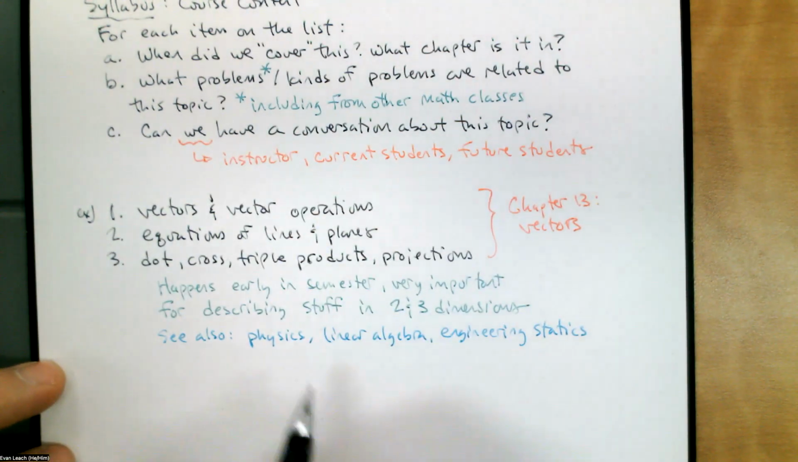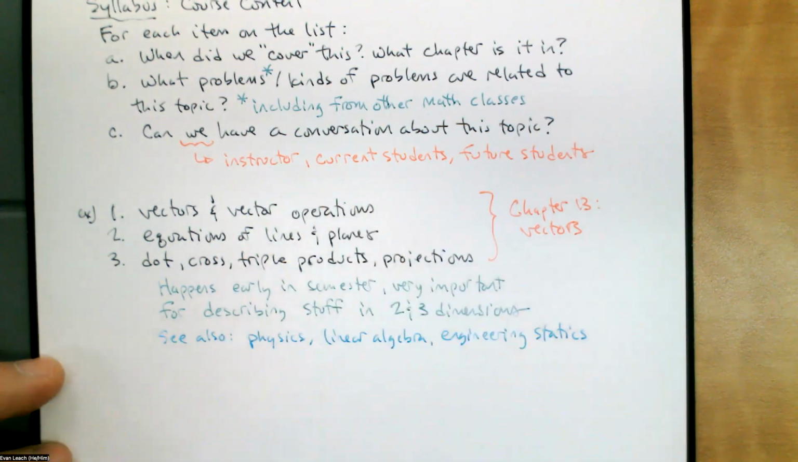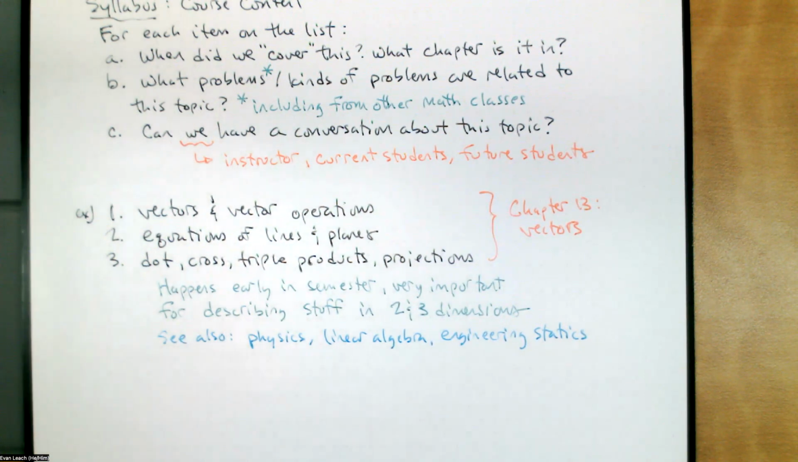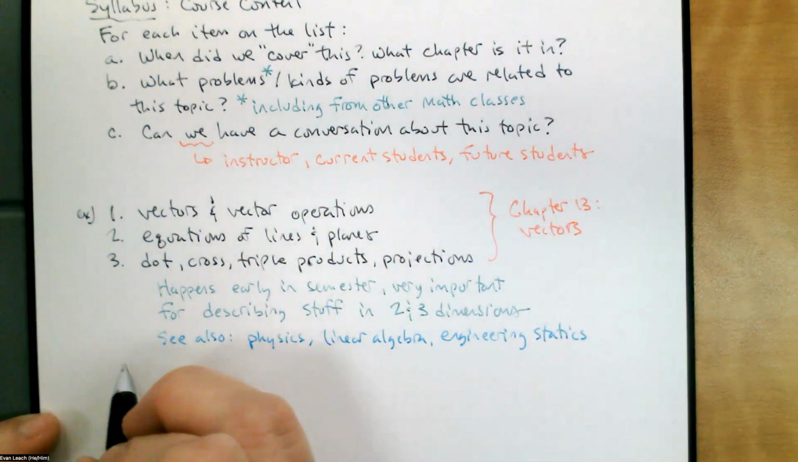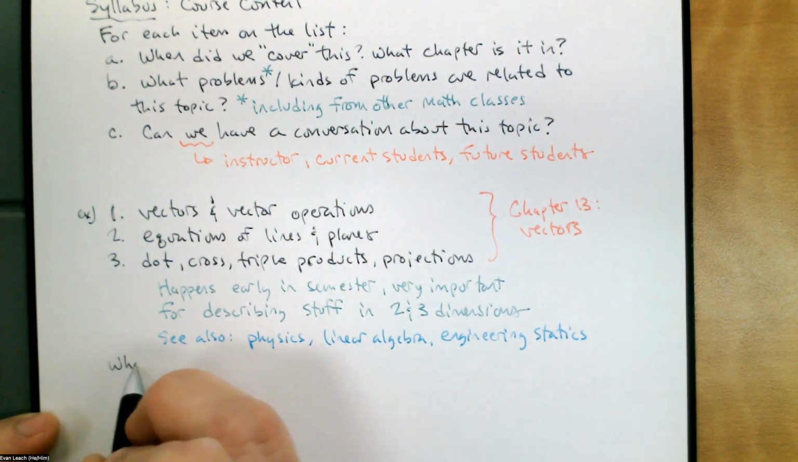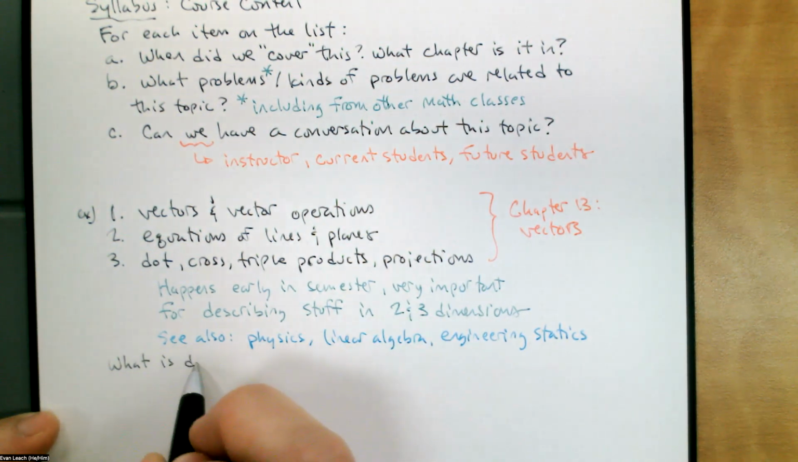So what is our short description of dot, cross, and triple products? This got separated from vector operations. They're just operations that we perform on vectors, like addition and scalar multiplication, but they get their own thing. How would we describe dot products? Scalar and vector multiplication. So what is dot product?